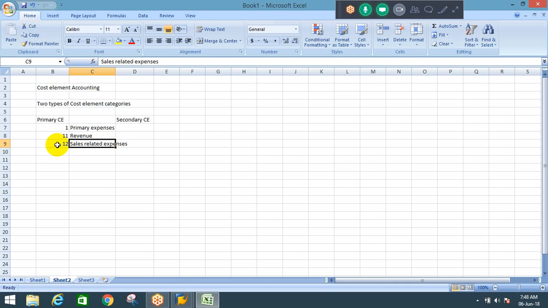So we said all expenses should have cost element category 1. But what is this? Again, this is also for expenses, but this is for sales related expenses. Only sales related expenses. That means the GL accounts which you use in SD module, expense GL accounts.